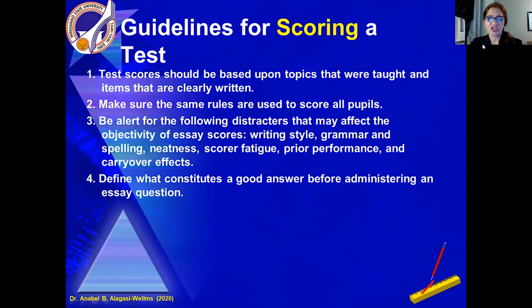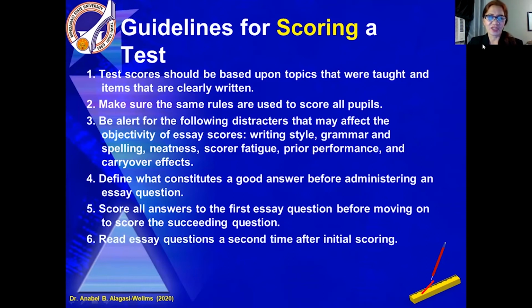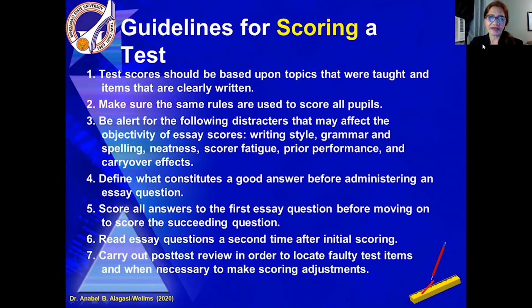Define what constitutes a good answer before administering an essay question. So before you give the essay question, you have to guide also your students, your pupils, about how to answer the essay question. You do not dictate while they're already answering. Do it before administering the essay question. And then score all answers to the first essay question before moving on to score the succeeding question. When you rate the essay question, you always rate the first essay question before moving to the next. Read essay questions a second time after initial scoring. Okay, so it's very important that you read the question again before you give the final rating to the answers, and then carry out post-test review in order to locate faulty test items and when necessary to make scoring adjustments.